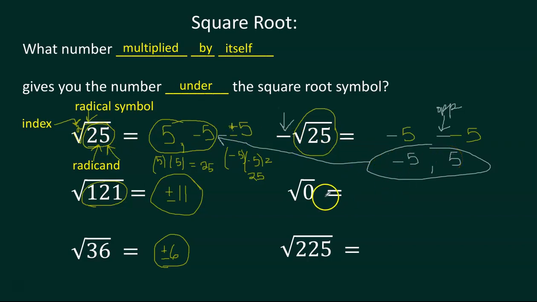There's 2 answers. The square root of 0 is special because 0 is not positive or negative. It's neutral. It's right in between the negative numbers and the positive numbers on the number line. So the square root of 0, there's only one answer to that, 0. The square root of 225, well, 15 times 15 is 225, and -15 times -15 is 225. So the square root of 225 is equal to positive or negative 15.